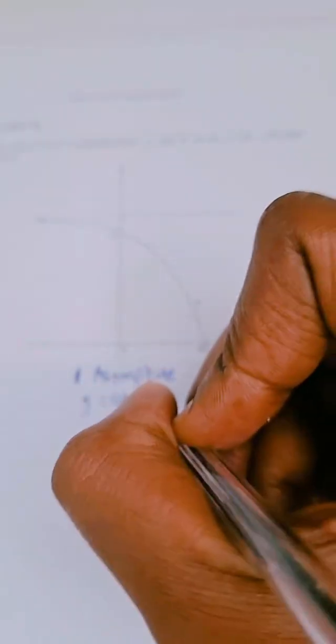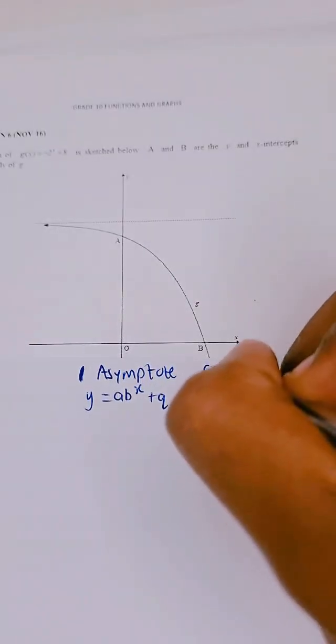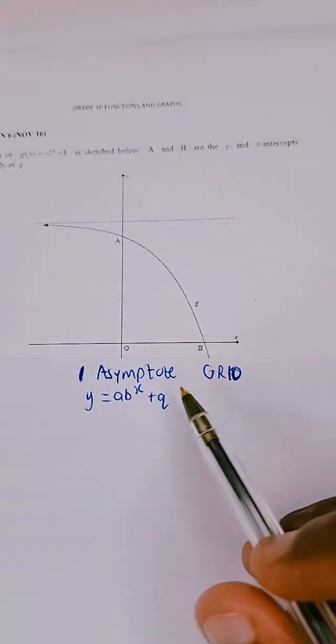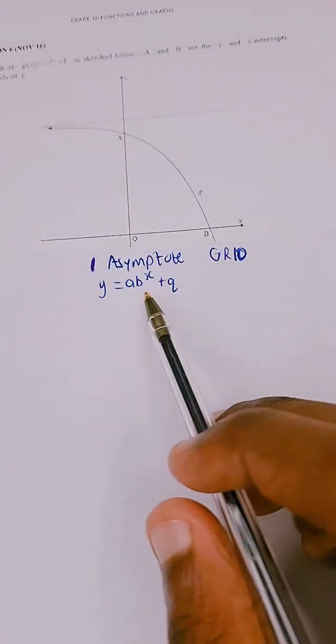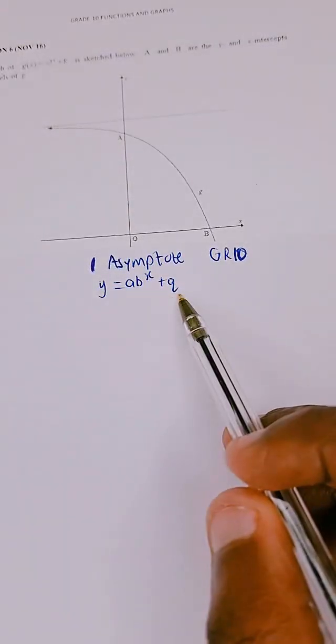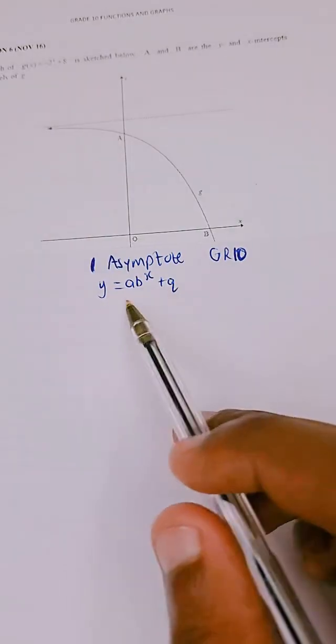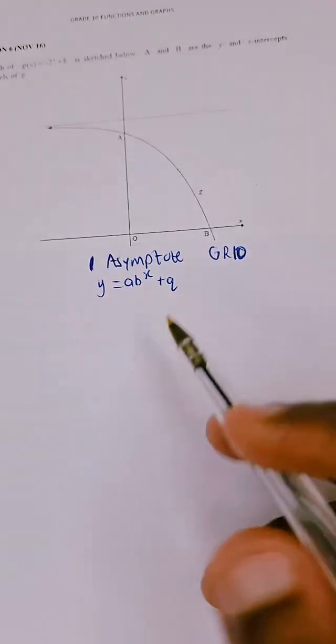Very good. Horizontal, guys. Your exponential function only has one asymptote. We call it the horizontal asymptote. There's not two, it's just one asymptote. Your exponential function is given in the form, in grade 10, y is equal to ab to the power x plus q.